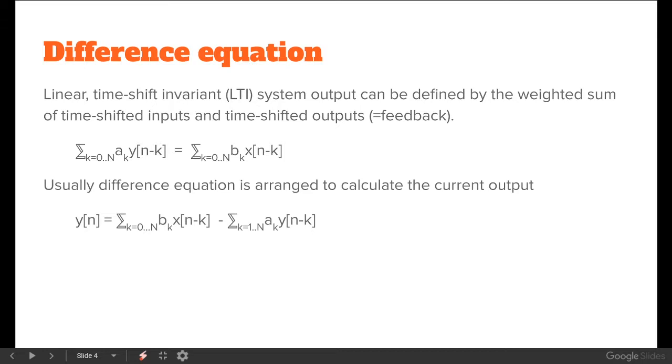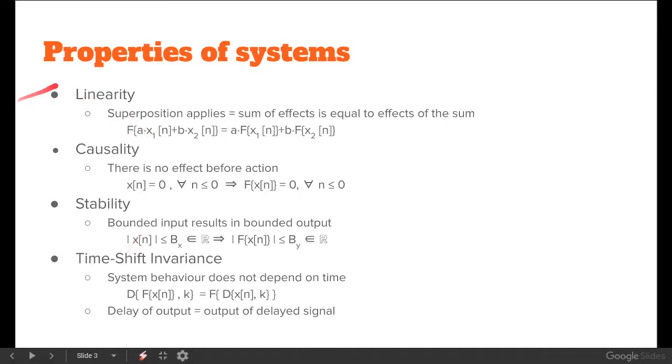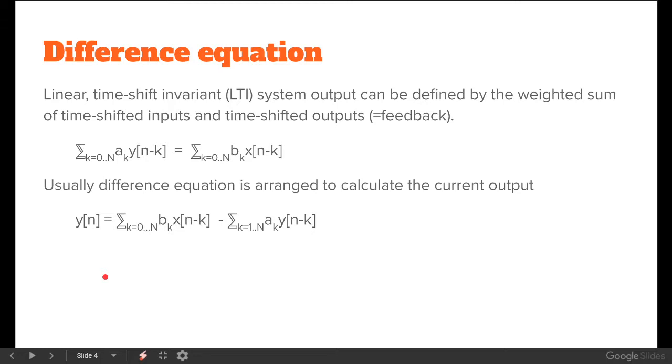Okay, let's talk more about this linear and time shift invariant system. If we have a linear and time shift invariant system, then basically there's a claim that you can show the system output as a weighted sum of time-shifted inputs and time-shifted outputs. Meaning, practically, that you can describe the whole thing using that kind of difference equation.